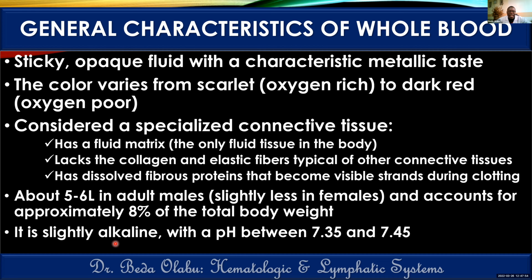Blood is slightly alkaline because the pH of plasma is about 7.35 to 7.45. This is basically the measurement that is usually taken in the laboratory, similar to the pH of the extracellular fluid.